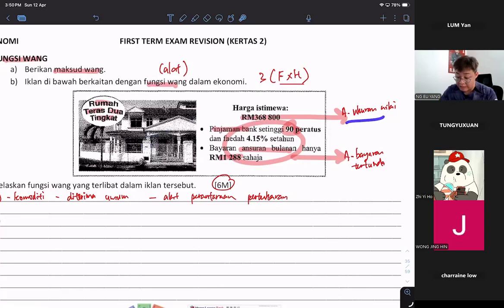So these are the 2 fungsi. So guys, what's the 1 more fungsi? Why do we have alat penyimpanan nilai? Anyone? What's the purpose of alat penyimpanan nilai? Because the house value can increase by year.